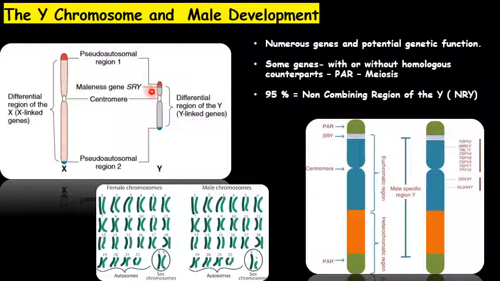Now the remaining region is what we call the non-combining region of the Y. The genes that are here, you cannot find them here. That is why we call it NRY, which means it is not combining with the X chromosome. Again, this NRY, the non-combining region of the Y, is not combining with the X chromosome. So this is where you get sex-linked inheritance, sex-linked diseases, which we will be seeing later in our other video.